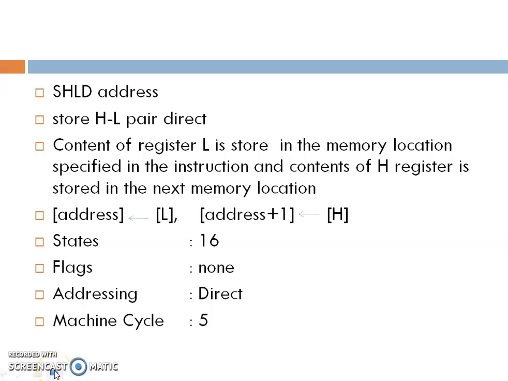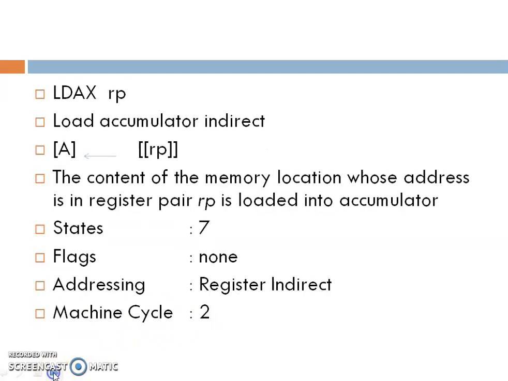SHLD address. Store HL pair direct. The contents of the L register are stored in the memory location specified in the instruction, and the contents of the H register are stored in the next memory location. Addressing is direct addressing. Machine cycles 5. Opcode fetch, memory read, memory read, memory write, again memory write.